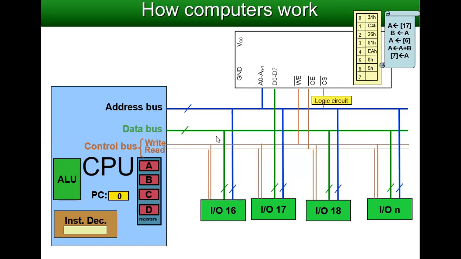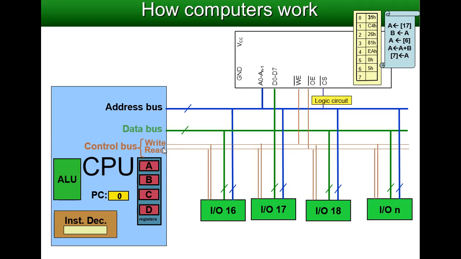So over here, we will demonstrate how a computer works. Here is a CPU which has three buses. The address bus will bring the input from the IO pins. There's a data bus that will bring the data input from these addresses, and there's a control bus, which has write and read.